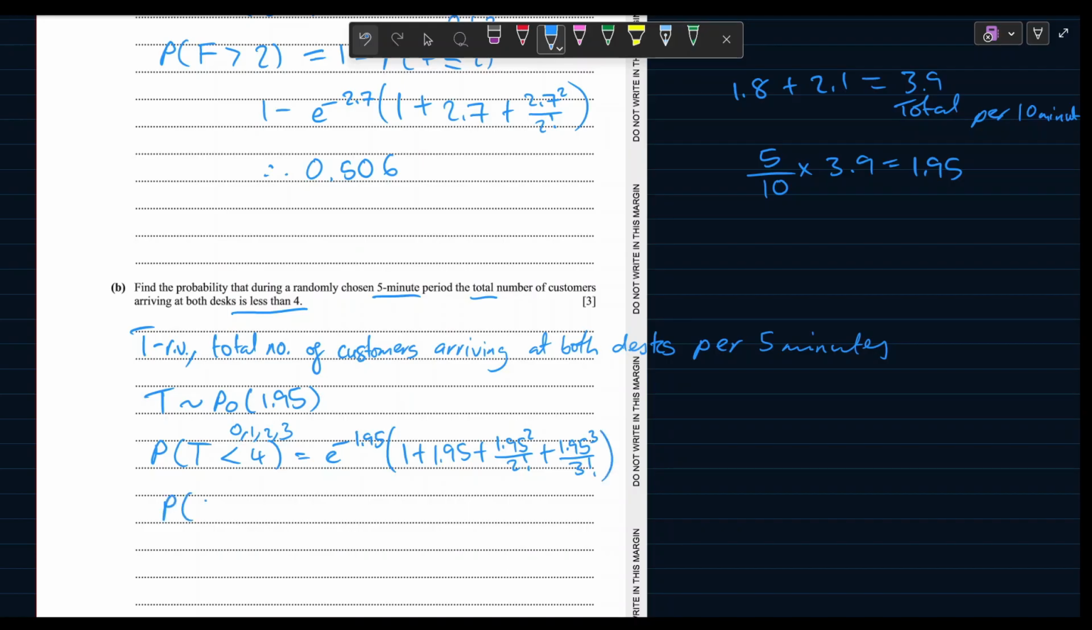So the probability that T is less than 4 is equal to, let's punch that into the calculator, that's e to the negative 1.95 times 1 plus 1.95 plus 1.95 squared, and this is over 2 factorial, plus 1.95 cubed over 3 factorial, and this gives us 0.866, and that's our final answer.